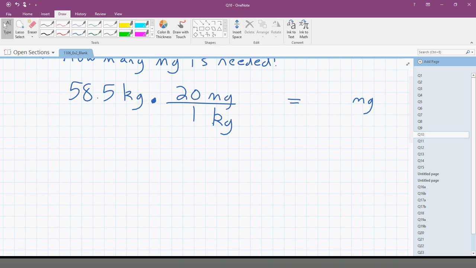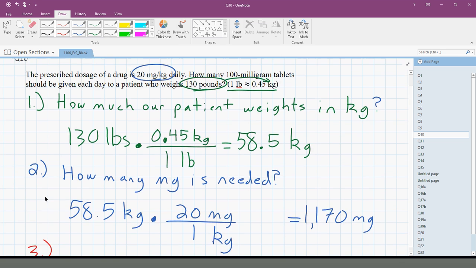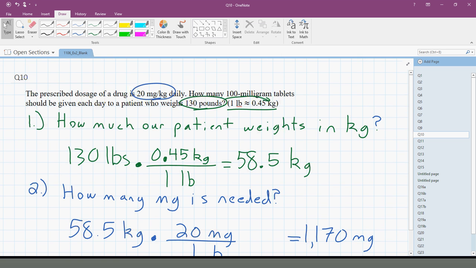So there's what we know. So let's convert this then. What is 58.5 times 20? There you go. That's how many milligrams this person is going to need. So step 3, last step. Now that we know how many milligrams this person needs, what are we going to do now? How many 100 milligram tablets should be given to the patient? There we go. Now we're going to get to that question.